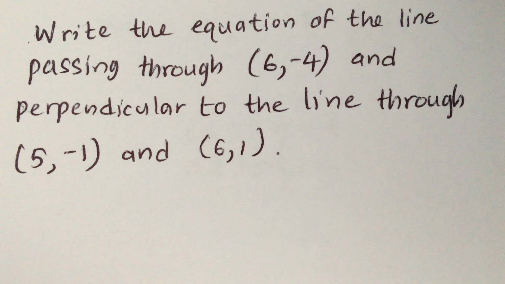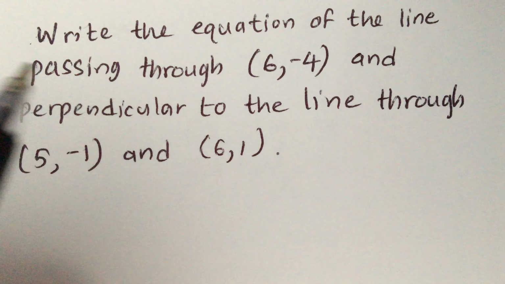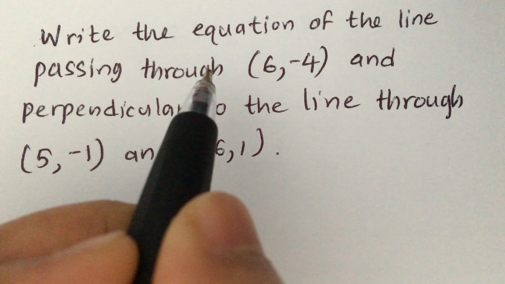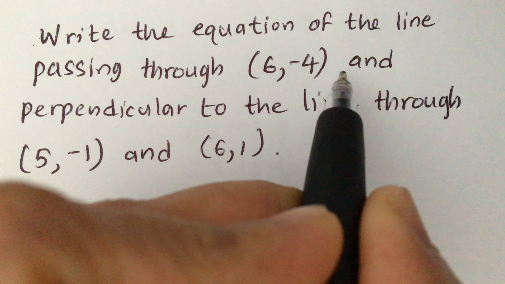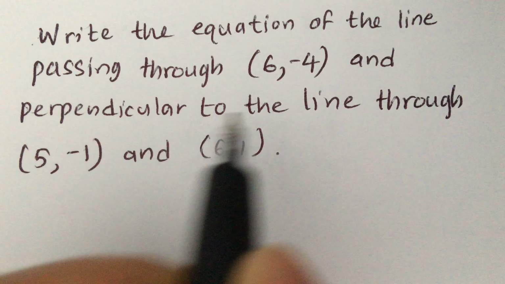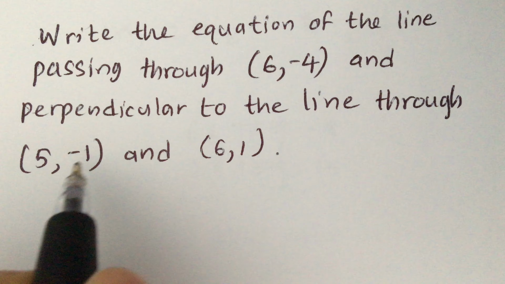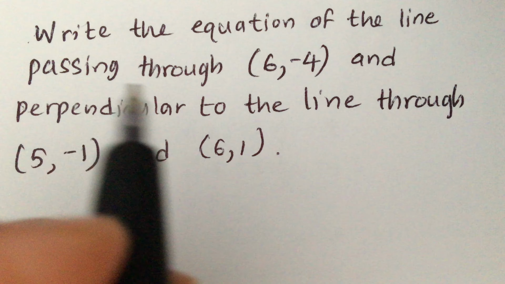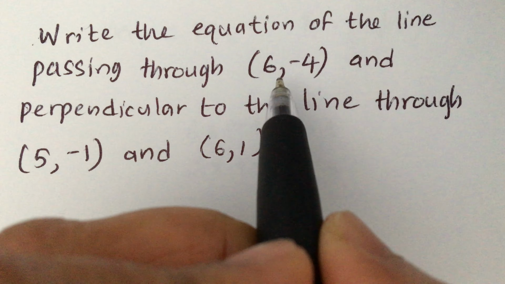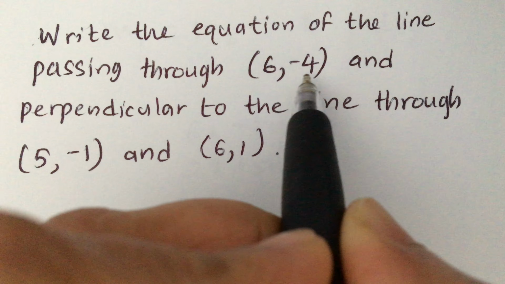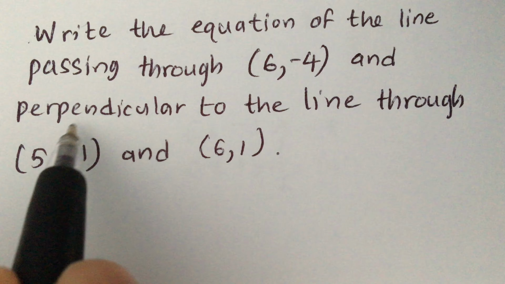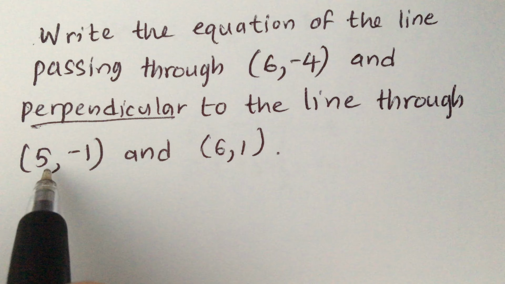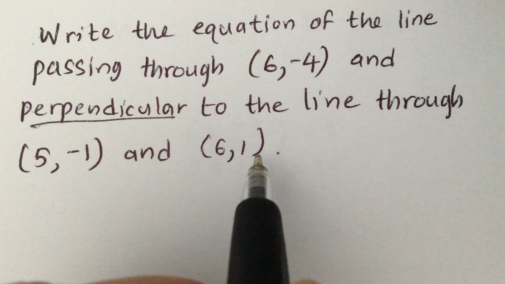So this is the problem I'm gonna solve in this video. It is: write the equation of the line passing through (6, -4) and perpendicular to the line through (5, -1) and (6, 1). Okay, so the required line passes through (6, -4) and it is perpendicular to another line through (5, -1) and (6, 1).